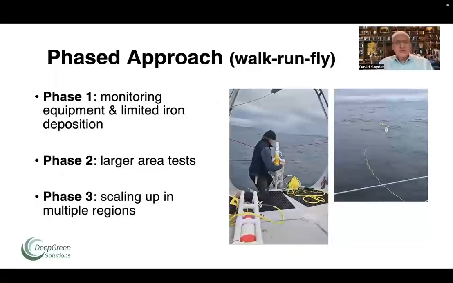We're taking a walk, run, fly approach to the project. That means making sure our monitoring equipment really works the way we expect it to when we take it out into the difficult environment of the ocean 100 kilometers offshore. Then we can scale up to larger tests and eventually scale up to doing carbon dioxide removal in multiple areas around the ocean at the rate of removing 60 gigatons a year to reverse the effects of global warming.